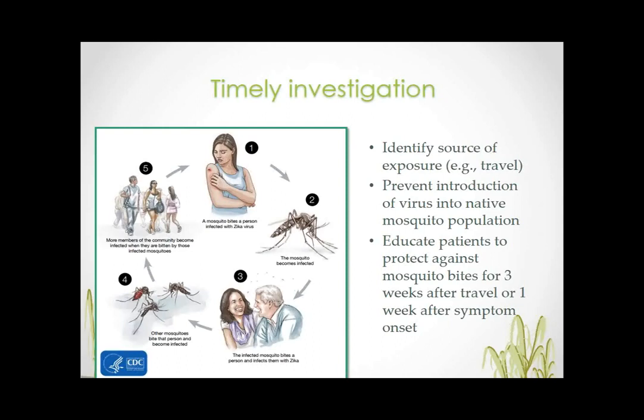Similar to Zika, timely investigation of dengue cases is important to identify the source of exposure. We want to make sure that there is a relevant travel history, and to prevent the spread of the virus into the New Jersey mosquito population by providing patient education. The message is the same as the message for Zika, basically to prevent mosquito bites for 1 week after symptom onset, or as a general rule, 3 weeks after travel.